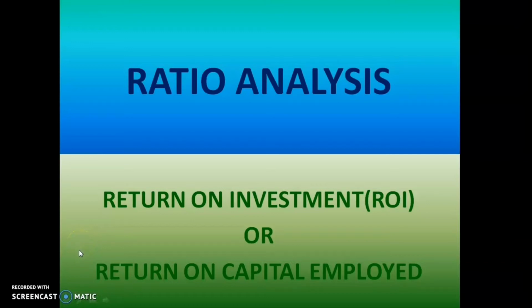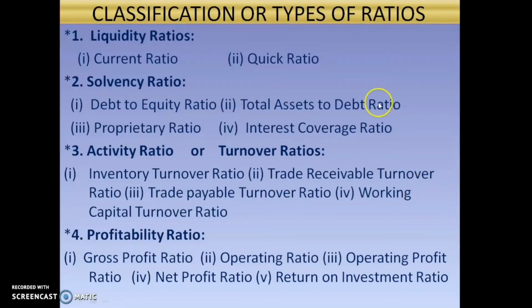Children, we are going to discuss today the last type of profitability ratio, that is return on investment, that is ROI, or we can also call it return on capital employed ratio. Let us first of all have a review of types of ratios. So far we have covered liquidity ratio, solvency ratio, activity ratio, which is also known as turnover ratio, and profitability ratio. Under profitability ratio, we will discuss today return on investment ratio.